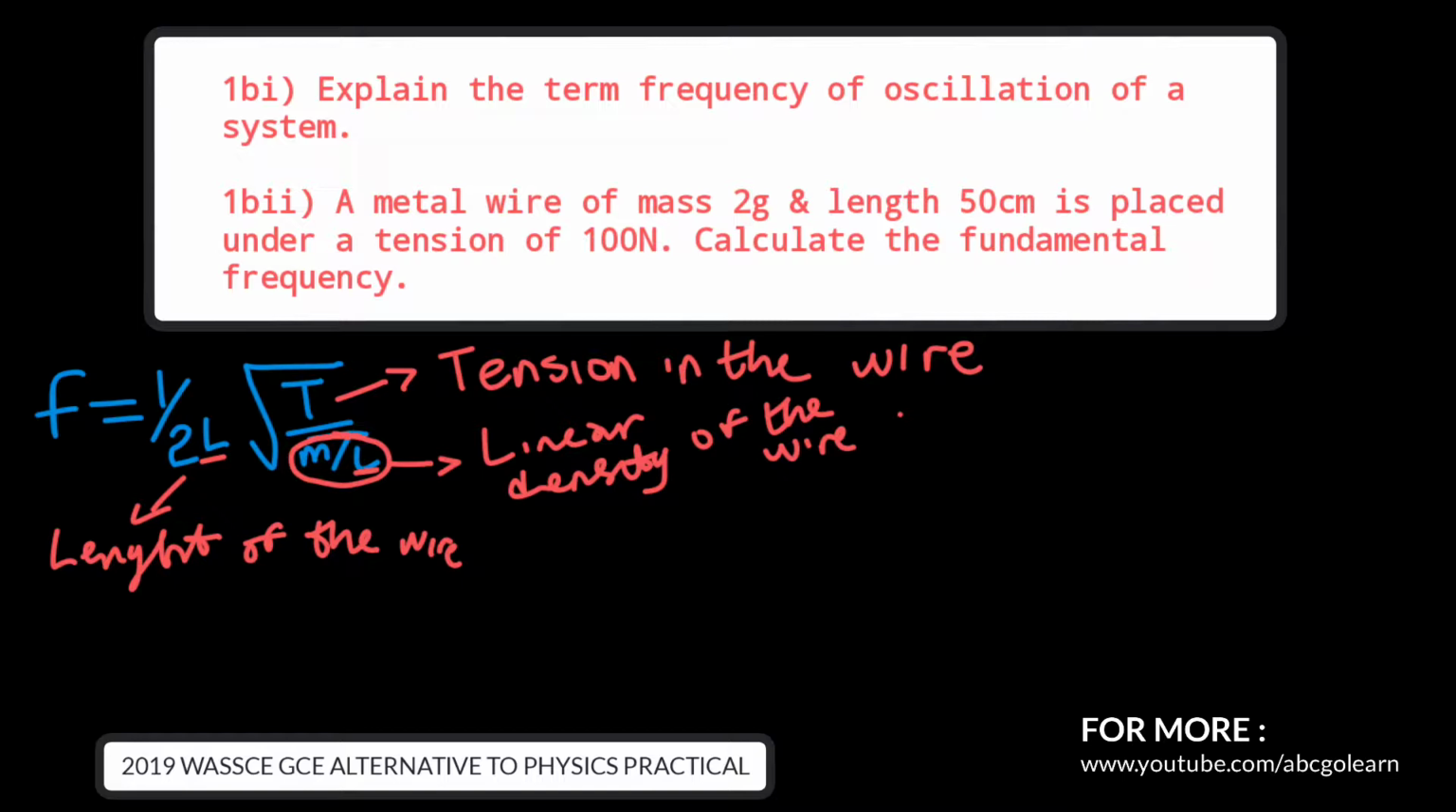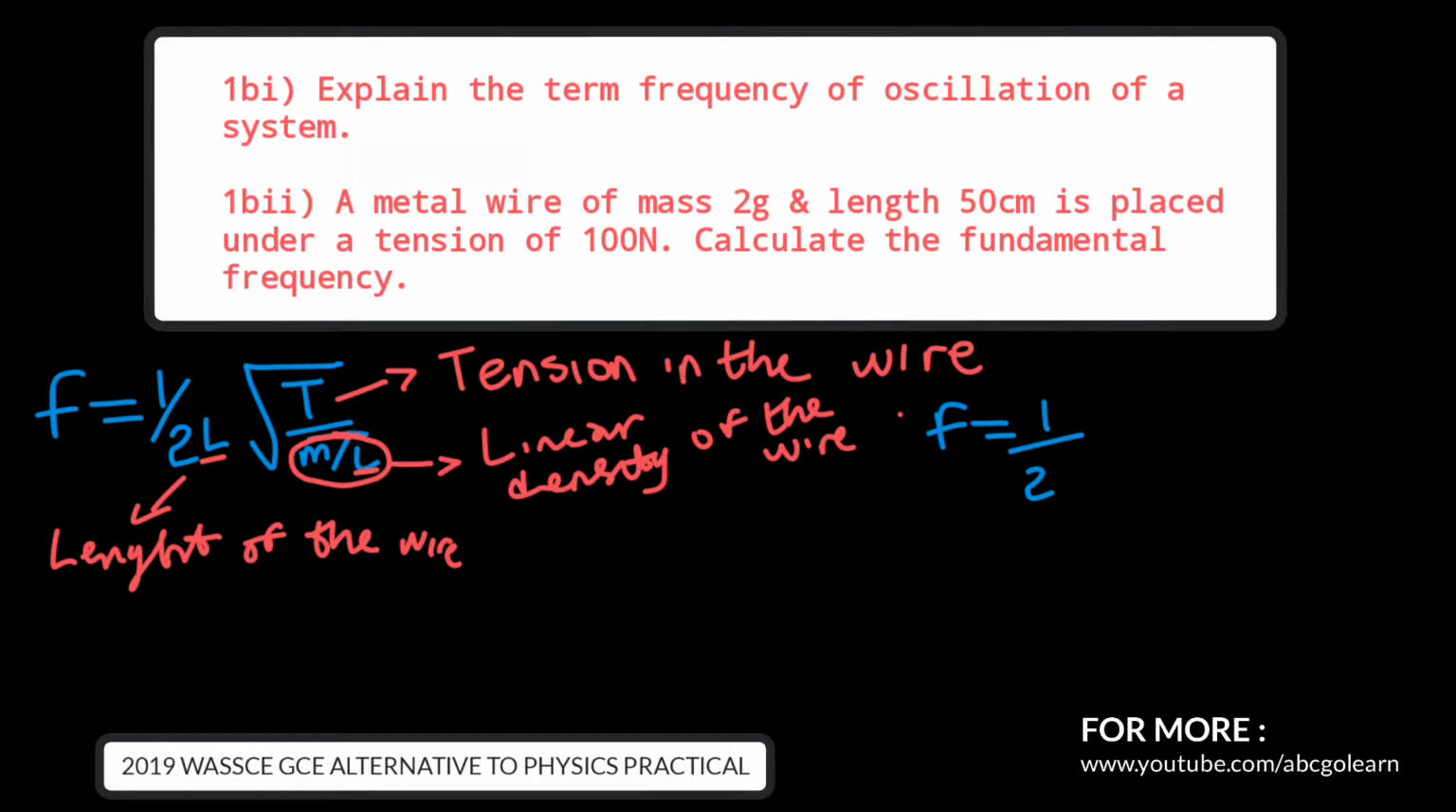Now let's solve the question. So far we've actually known the formula. So to solve the question, just substitute the value of F and all that into it. So F will be equal to 1 over 2L. So what is our L? We have our L to be 50 centimeters.